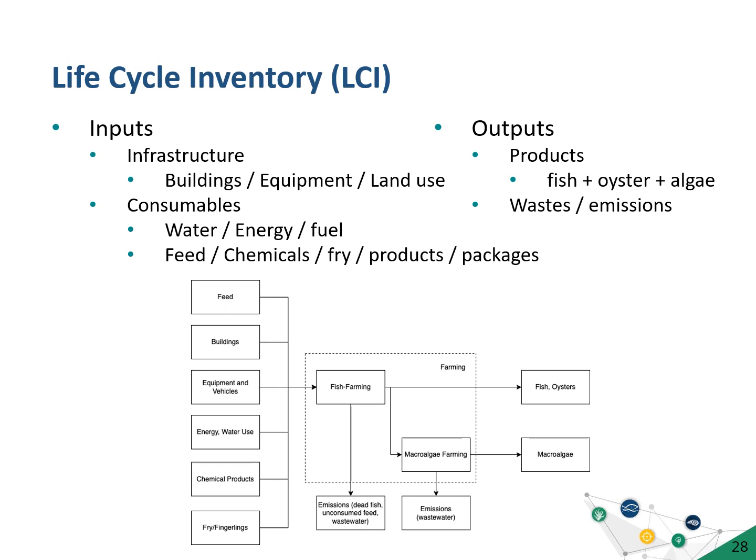So for the inventory, as input, we include the infrastructure and the equipment used, as well as the land used and all the consumables, such as water amount and its quality, the energy and the fossil fuels, the feed, including the composition and source, the chemicals, the fries, and any other product used as packages. In the output, we will have the product, the fish, oyster, algae, and any other, the wastes and the water discharge or any other emissions.